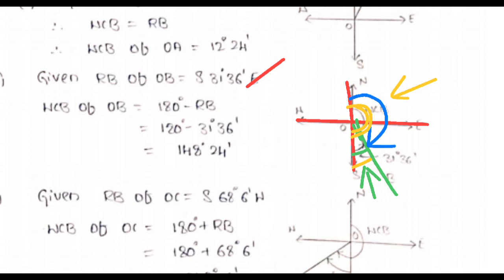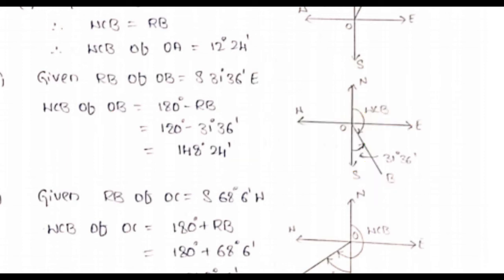Therefore, RB given, WCB for OB is equal to 180 degrees minus RB, and 180 degrees minus the RB value of 31 degrees 36 minutes gives 148 degrees 24 minutes, which is in the second quadrant, as we drew the survey line in the second quadrant. Like this, for the second quadrant we calculate the WCB, which is given for RB.